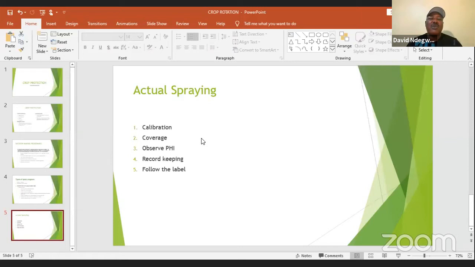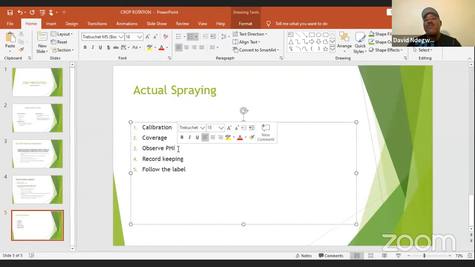So I've addressed the calibration and the coverage. Then the PHI, the pre-harvest interval, needs to be observed. If you are growing a crop for human consumption, it's very, very important. Even for animal consumption, it's very, very important. If there is a PHI to be observed, you have to observe it.